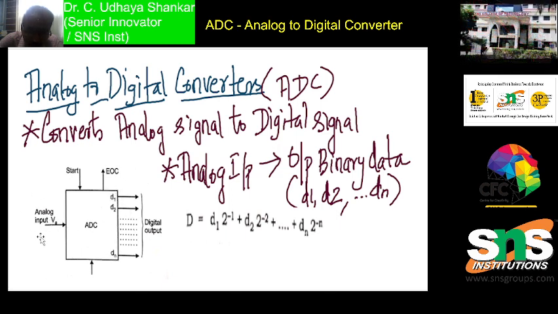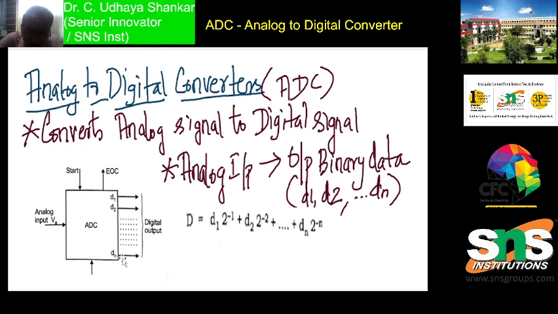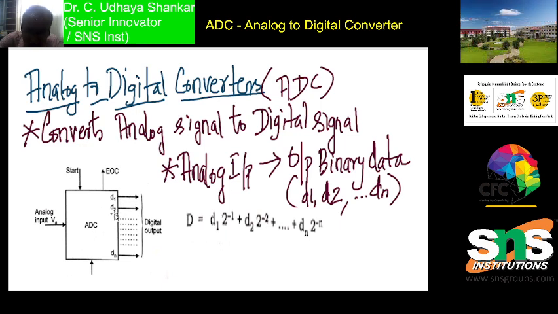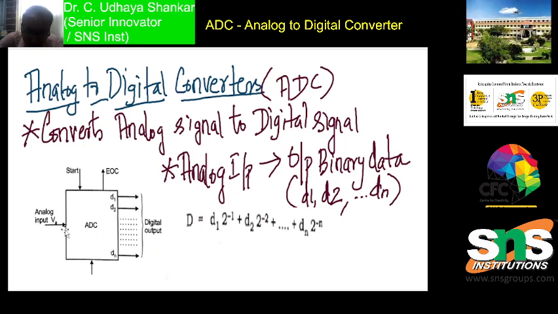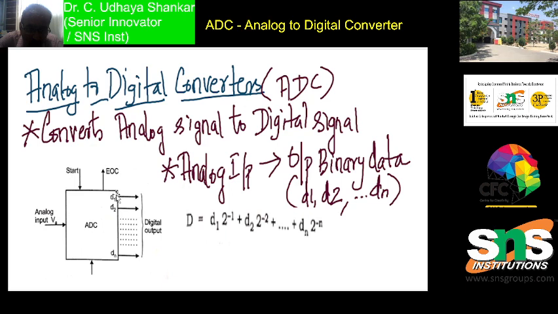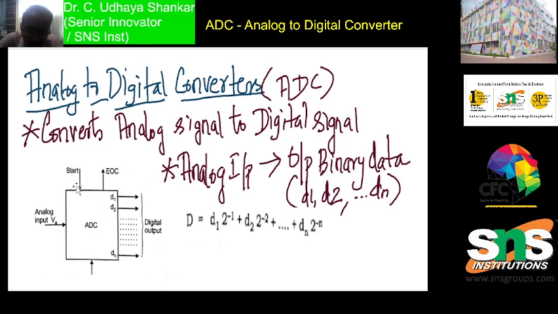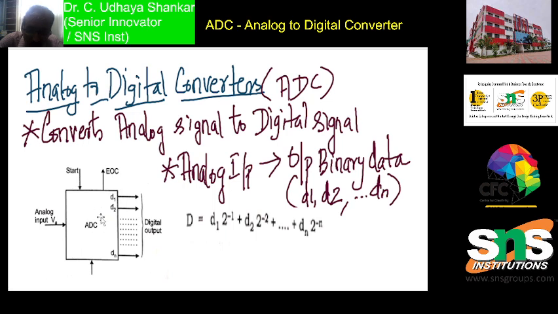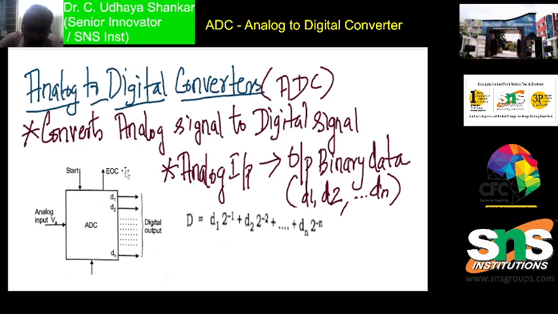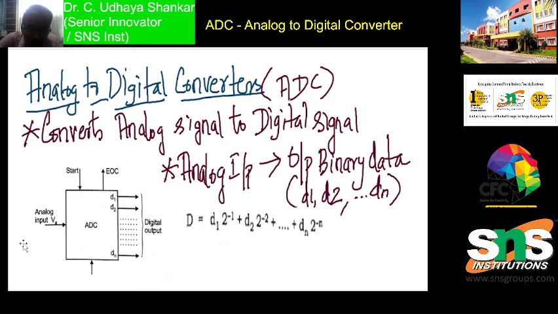The analog input is given to the ADC, and it converts into the binary output, that is D1, D2. D1 can be either 0 or 1, and similarly D2 can be either 0 or 1. So the analog input is converted into ones and zeros at the output. This is called the analog to digital converter. It has a start command, which has to be given in order to start the conversion, and after the completion of the conversion, the ADC gives the EOC signal, informing that the analog input has been converted to digital output. So this is the block diagram of the ADC.